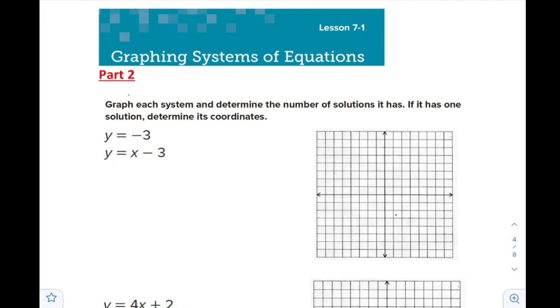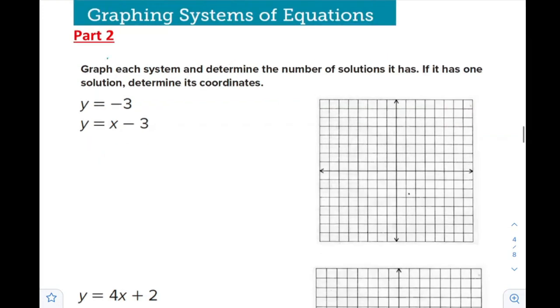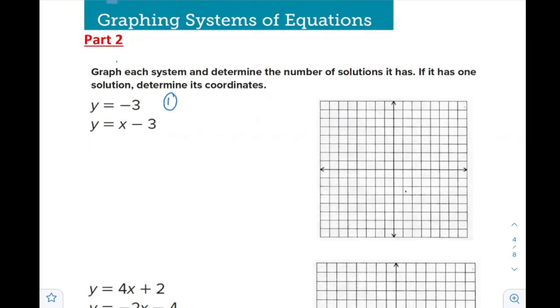Let's start. Graph each system and determine the number of solutions it has. If it has one solution, determine its coordinate, and we have two equations. We are asked to graph and determine the number of solutions. So the first line is y equals minus 3.